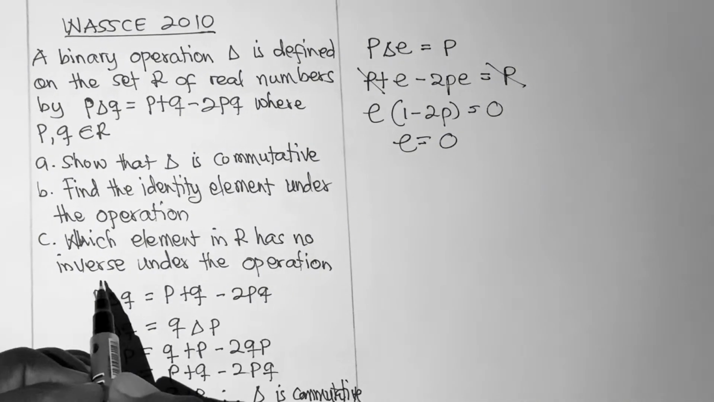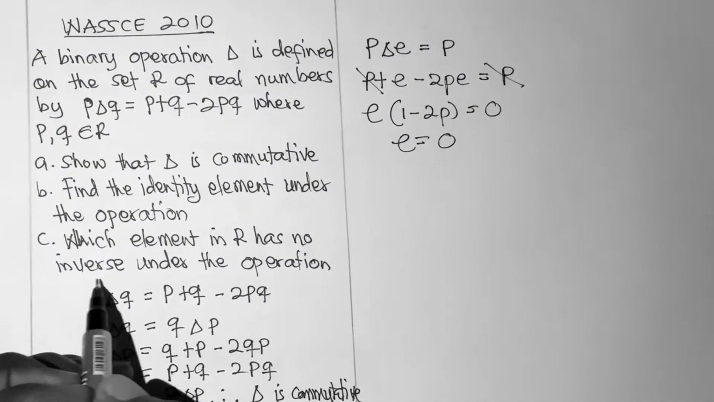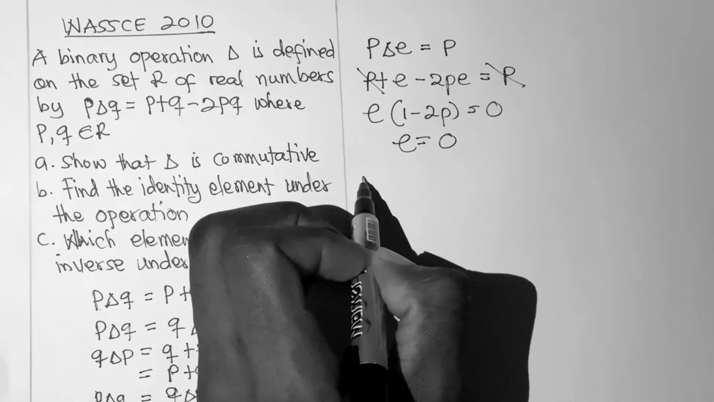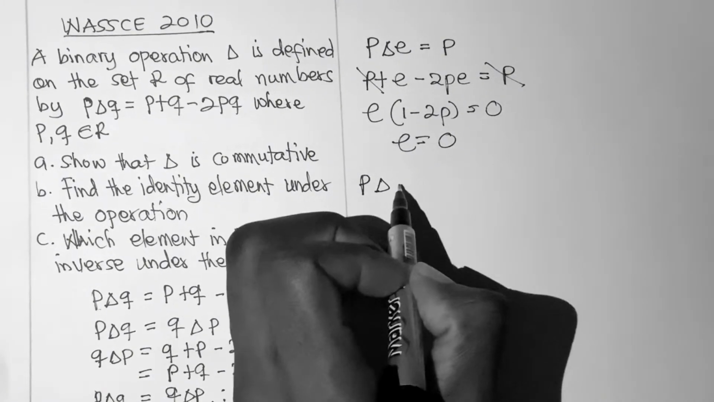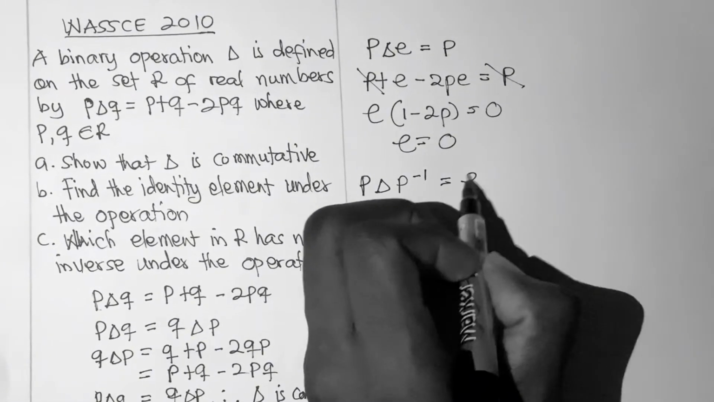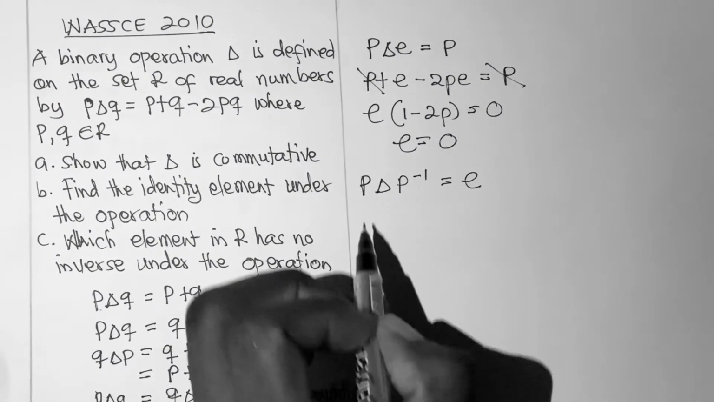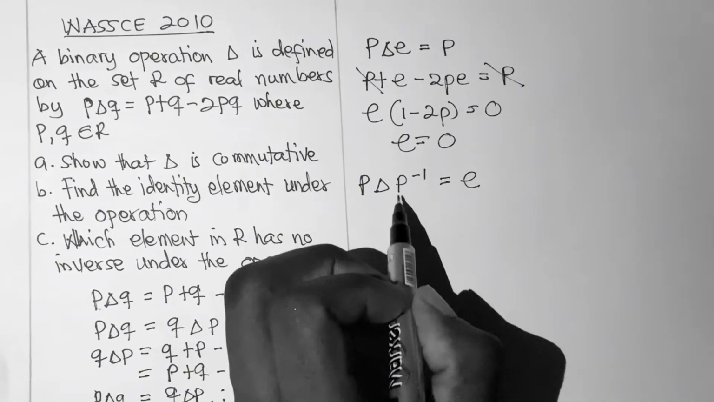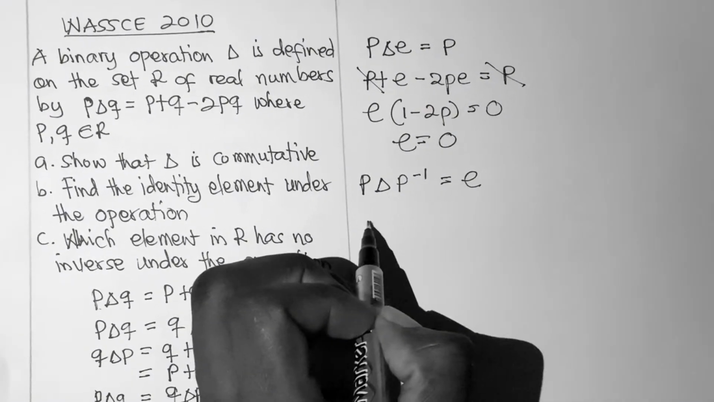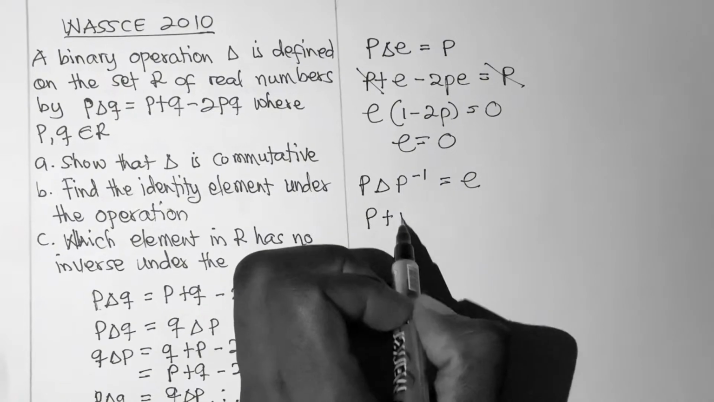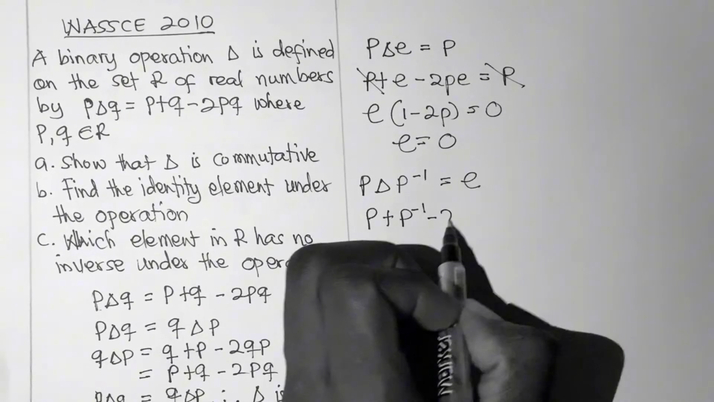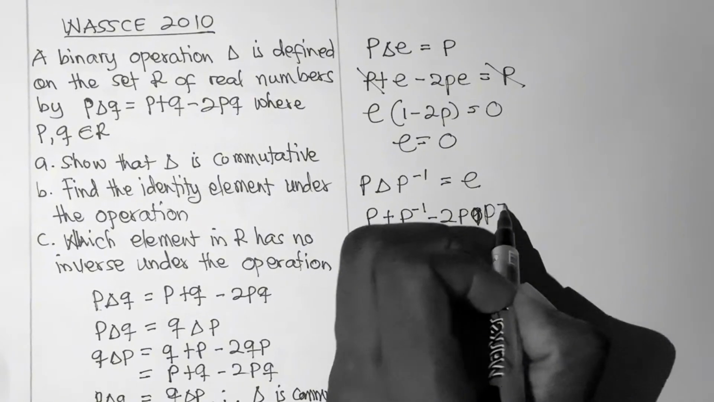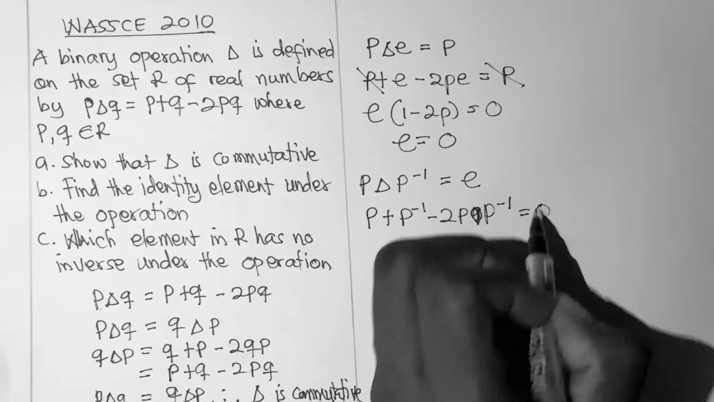Having found the identity element, the question says which element in R has no inverse under the operation. So we need to find P inverse. But we know that P operation P inverse must be equal to the identity element. So let's do that. P operation P inverse becomes, wherever we see P, replace it with P, and wherever we see Q, replace it with P inverse. So this becomes P plus P inverse, then minus 2P times P inverse equals the identity element, which is 0.